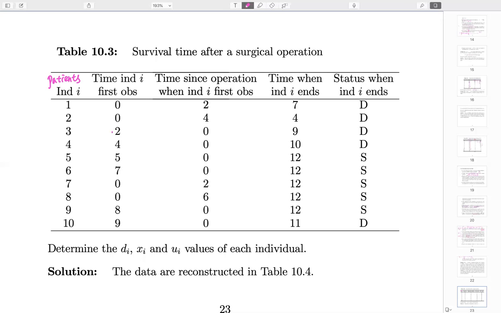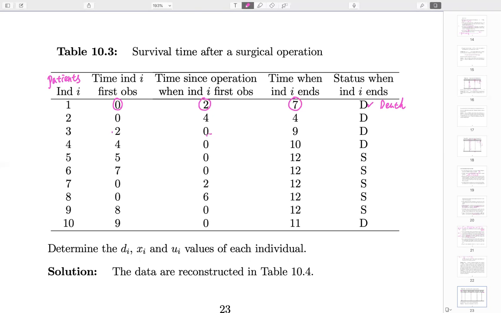But sometimes, we have 0, means this patient actually received his or her surgery before the start of the study. That's why we have this column. So it's either this is 0 or the next one is 0. So one of them will be 0. So it's either or. So the first patient received the operation 2 weeks before the start of this study and died 7 weeks after the beginning of the study. So that's why it's marked as D. D stands for death. So by the end, this patient passed away.